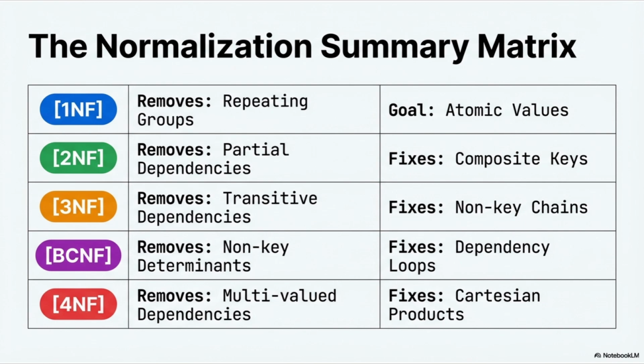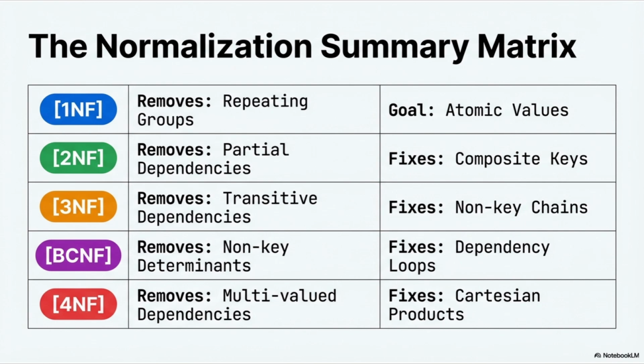One cell, one value. Second normal form. The villain is partial dependency. It ensures non-key data depends on the whole key, not just a part of it. Third normal form. The villain is transitive dependency. No friends of friends. Non-key data shouldn't rely on other non-key data. BCNF. The villain is the weak determinant. If you determine data, you must be a key. And fourth normal form. The villain is the Cartesian product. It separates independent, multi-valued facts to stop the redundancy explosion.